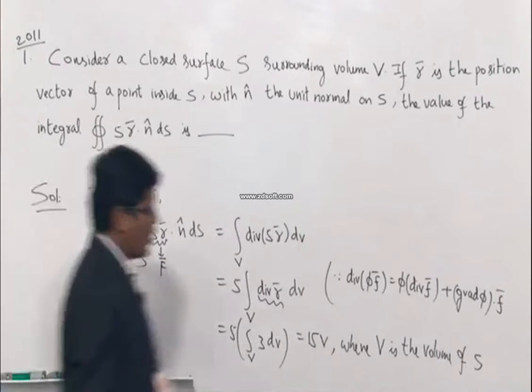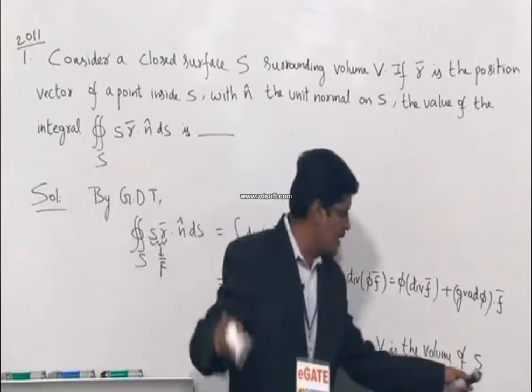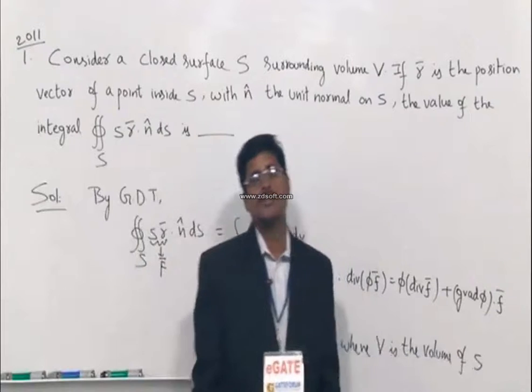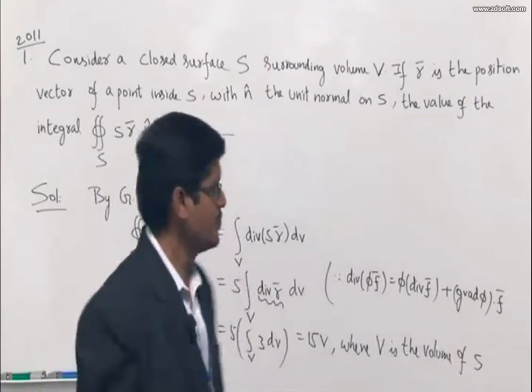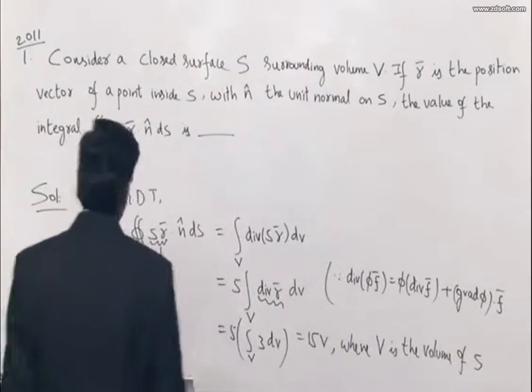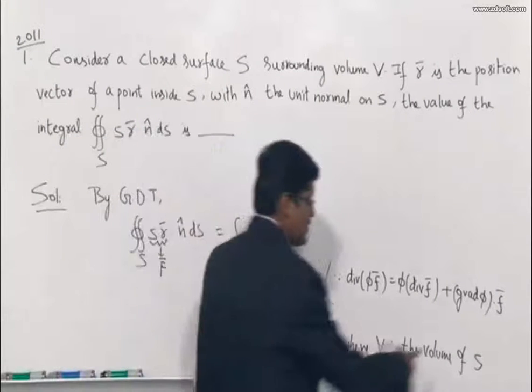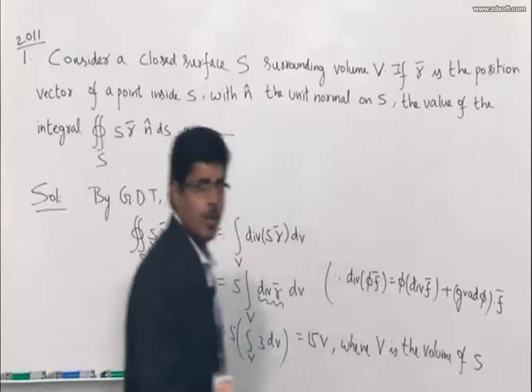See here, volume of S means volume of the body surrounded by the surface. Okay. Volume of a body whose boundary is the surface. Yes, that is the meaning, volume of S.